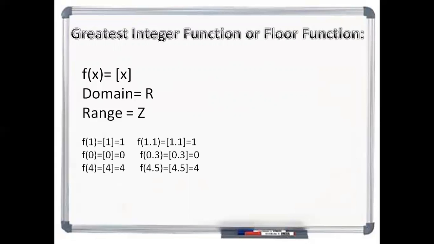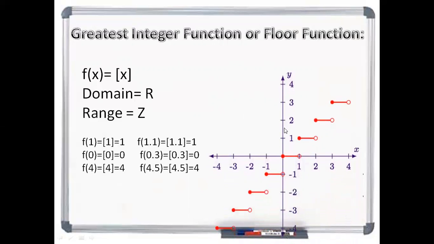Next, we are putting 4. This is an integer, so we get the integer value 4. 4.5, this is not an integer. So we get the greatest integer to the left of this, so it is 4. Its graph is like this.